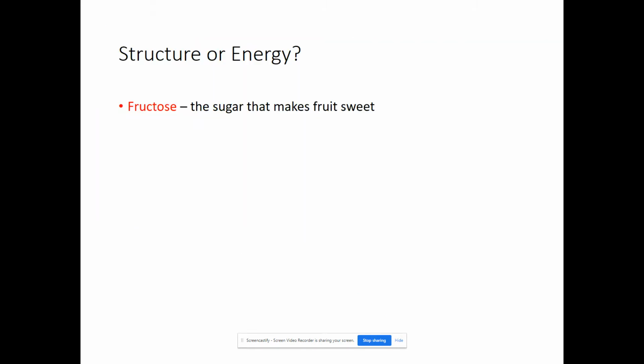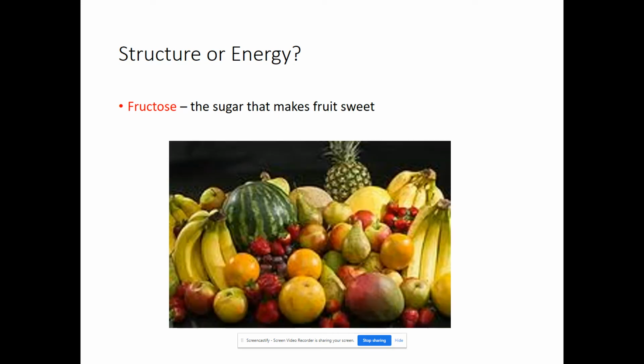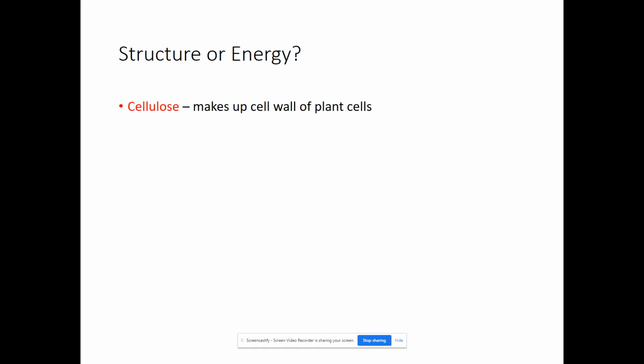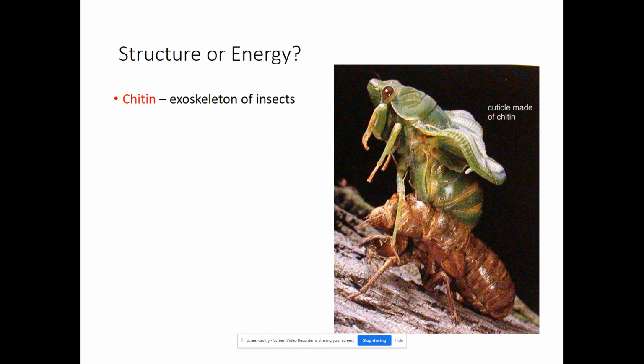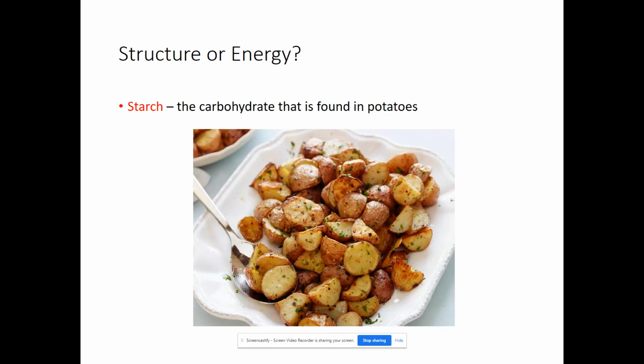Okay, let's just do some quick questions. Structure or energy? Fructose, the sugar that makes fruit sweet. That is energy. Structure or energy? Cellulose makes up cell walls. Structure, right? Makes up cell walls. Actually, this is why plant cells are often blocky in shape, because they have a hard cell wall that doesn't allow them to be really circular. Chitin. This exoskeleton that's being shed right here is obviously structure. And then starch. Starch functions as energy storage for the potato plant.